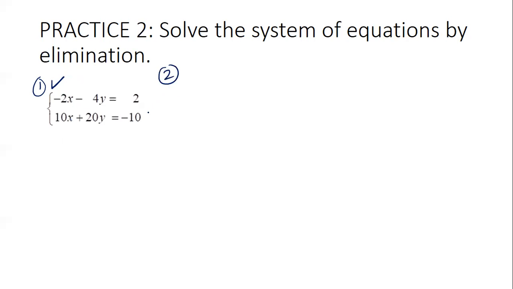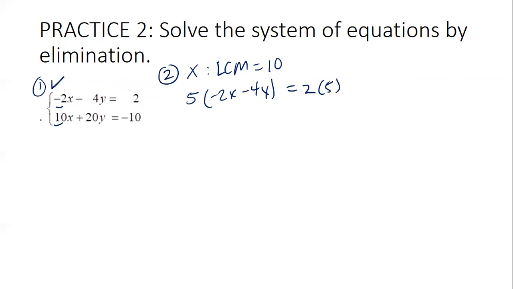Step 2, decide on a variable. I'm going to probably eliminate x. And the least common multiple for negative 2 and 10 is 10. Because, does 2 divide evenly into 5? Nope. So what do I need to do to negative 2 to turn it into 10? Multiply by 5. And what I do to one side of the equation, I have to do to the other. Do I have to do anything to the 10? No, it's already 10.